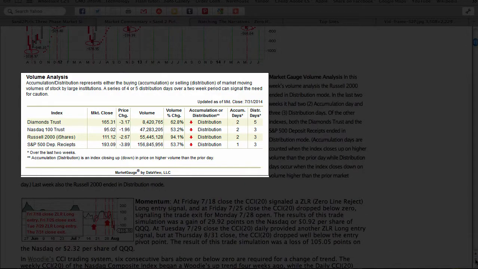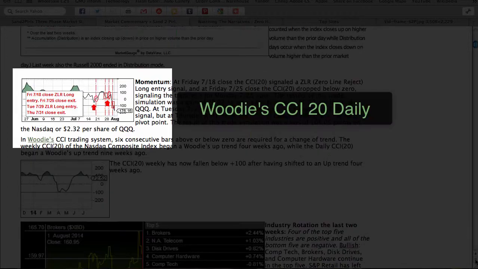Market Gauge Volume Analysis. In this week's volume analysis, the Russell 2000 ended in distribution mode. In the last 2 weeks, it had 2 accumulation days and 3 distribution days. Of the other indexes, both the Diamonds Trust and the S&P 500 Deposit Receipts ended in distribution mode. Accumulation days are counted when the index closes up on higher volume than the prior market day, while distribution days occur when the index closes down on volume higher than the prior market day. Last week also, the Russell 2000 ended in distribution mode.